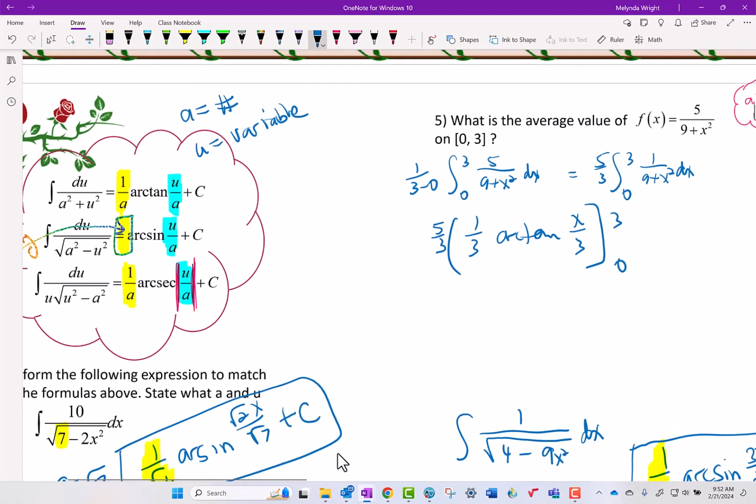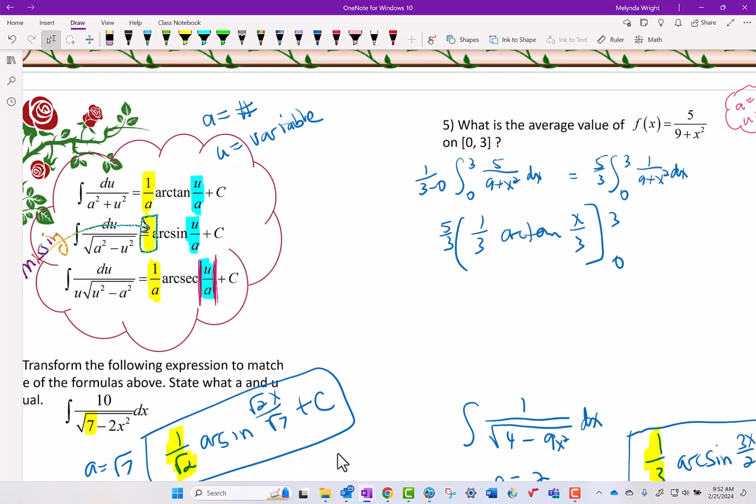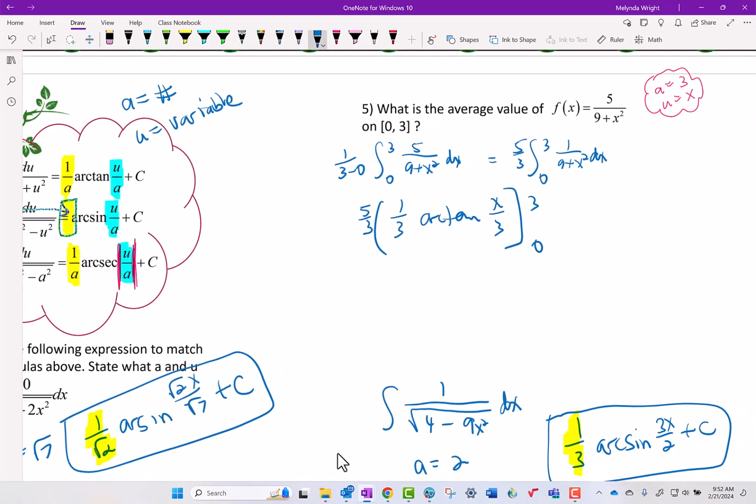So I'm going to pause for a moment, make sure we're all okay. Are we okay? Okay. So now I like to get these guys together because, you know, fractions. So that would be 5/9, and that would be arctangent of 3/3 minus arctangent of 0/3.